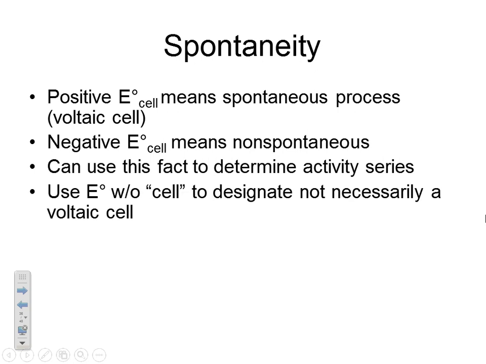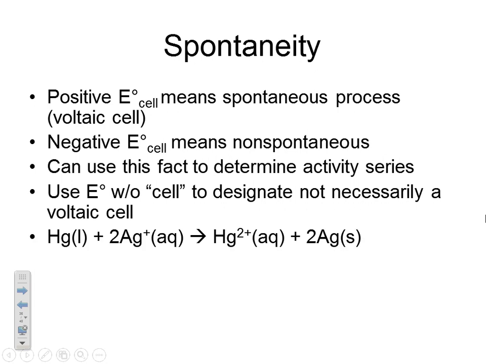If you ever see an E naught without the cell, it's just E naught, it simply means that it's not taking place in an electrochemical cell. So it's not necessarily a voltaic cell, it's just like a normal chemical reaction. We drop the cell bit in order to refer to any given chemical reaction, one that might not be taking place in a voltaic cell.